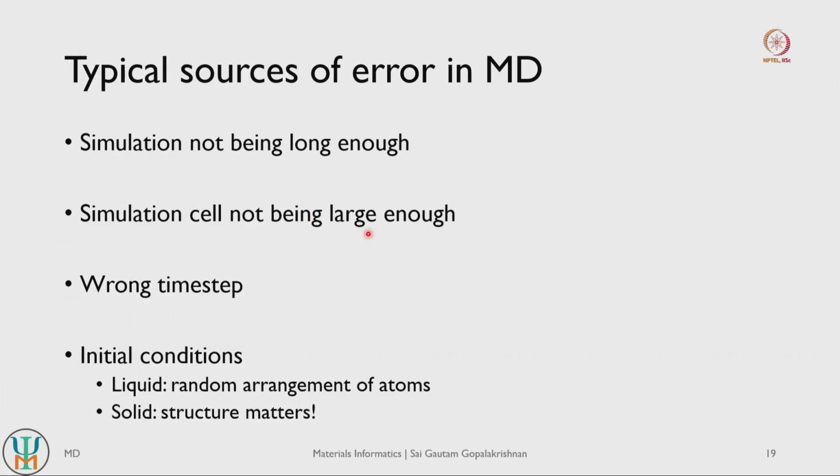Second is simulation cell not being large enough. So if you do molecular dynamics in very small cells, you may have a high degree of correlations in how atoms are actually behaving with one another, and that may not be reflective of what happens in a real system, right. So if you have simulation cells that are very small, that may not reflect the actual dynamics that is happening in a real system, and you may have deviations in your predictions compared to what you experimentally observe.